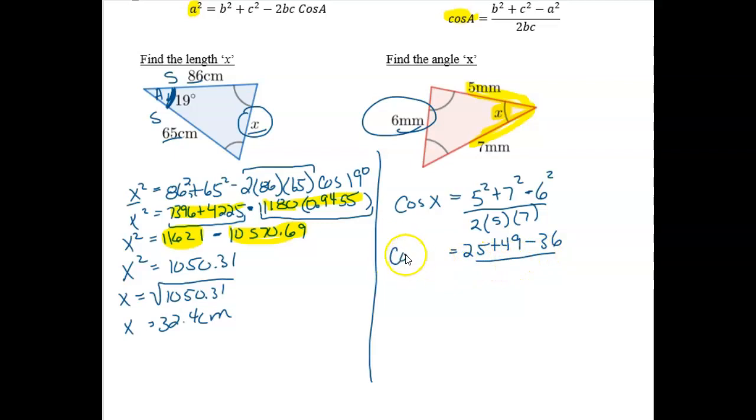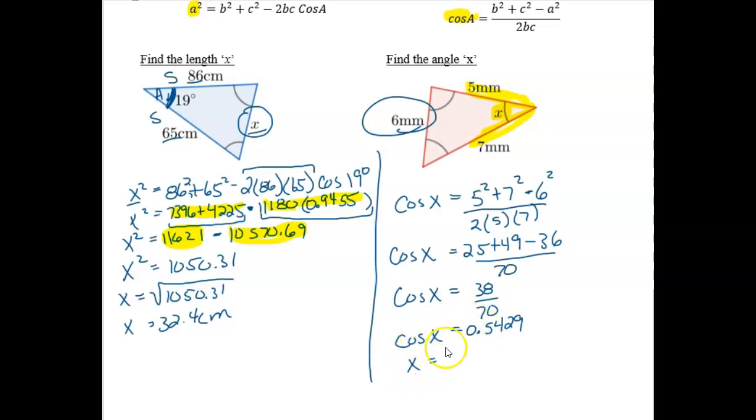Oh, I should remember to write cosine x. All over 2 times 5 is 10, times 7, 70. And you have 38 over 70. Cosine x is equal to, so 38 divided by 70, and you would have 0.5429.